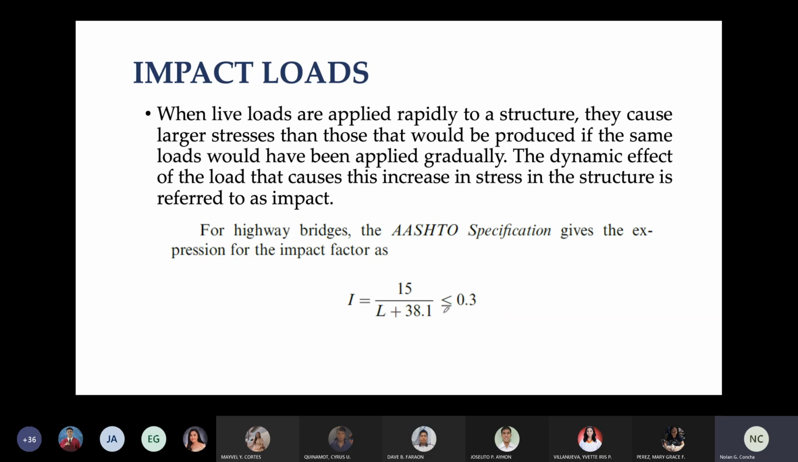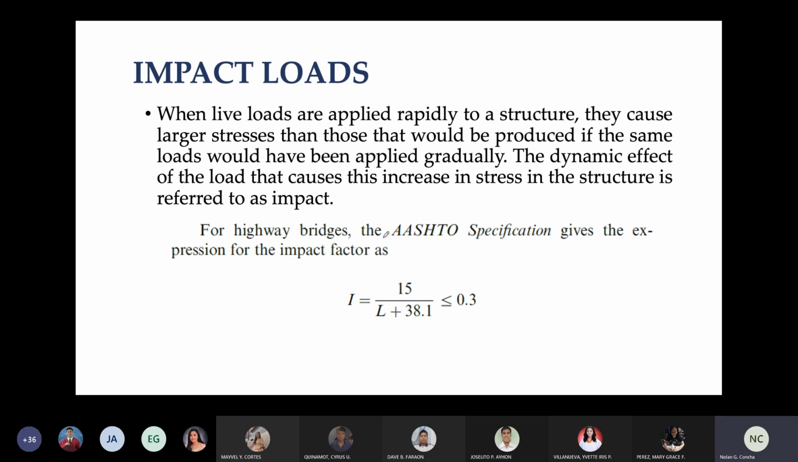Impact loads, naman, are when live loads are applied rapidly to the structure, causing larger stresses than those that would be produced if the same load were applied gradually. Impact means instant. The dynamic effect of the load that causes this increase in stress in the structure is referred to as impact. If you place the load too quickly, the corresponding stress is larger. And the increase due to the dynamic effect of the load is what we call impact. We can compute that using this value.